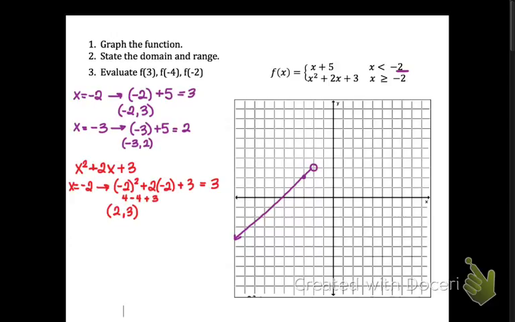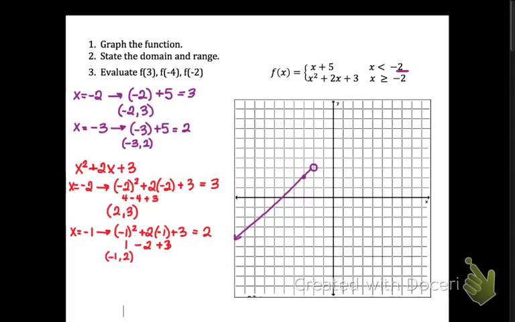Now I'm going to go to the right. I'm going to do x equals negative 1. This time I'm going to the right because I want values that are bigger than negative 2. So I'm going to do the exact same thing. When I plug this in, I get negative 1 squared plus 2 times negative 1 plus 3. That's 1 minus 2 plus 3. 1 minus 2 is negative 1. Negative 1 plus 3 is 2. So my next ordered pair was negative 1, 2.